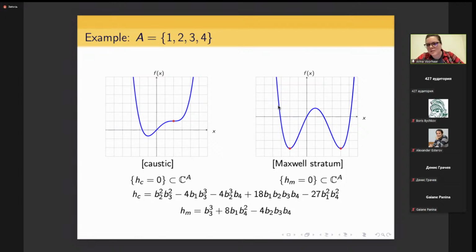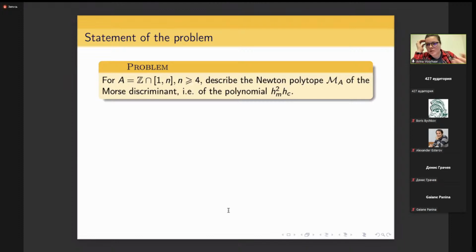Algorithmically you can, but the bigger the set A, the bigger the degree of polynomials, the worse it becomes. So it's pretty nonsensical to try to compute it by hand. But at least a good question would be: what is the Newton polytope of the polynomial defining it? In this case we get a lovely expression, but in general it looks pretty nasty pretty fast.